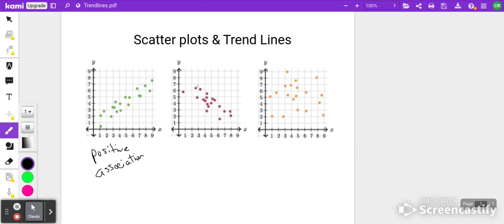All right, the second one, it's got like a negative slope, right? You can tell that it's going down from left to right, even though it doesn't have a line, it still shows that kind of trend. So that would be a negative association.